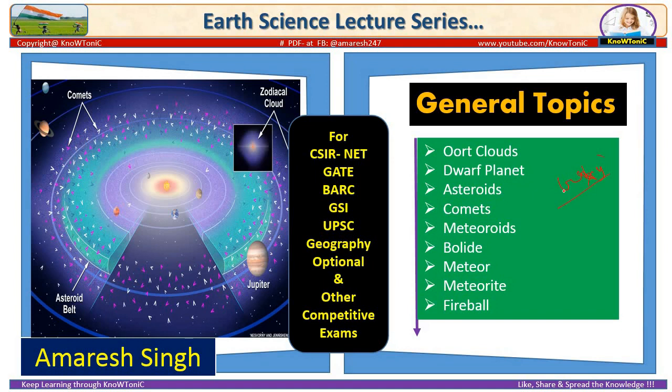So today we are going to extend the general topic section and discuss all these interesting topics which we don't even know. When people ask what is the difference between asteroids and comets, out of 100%, 80% of people will answer it incorrectly, and the remaining 20% might answer it correctly. So there is a lot more to know and discuss in this lecture series.